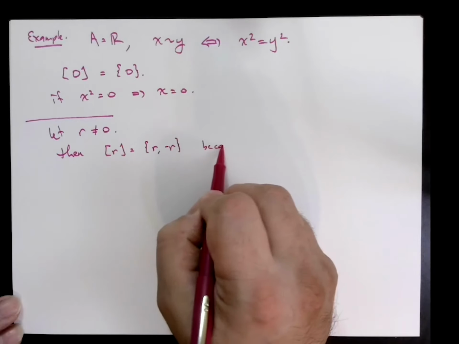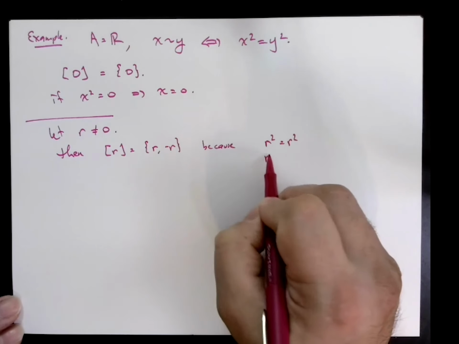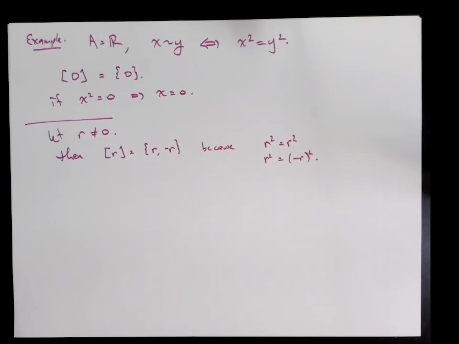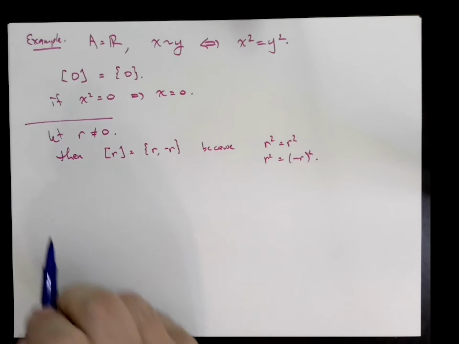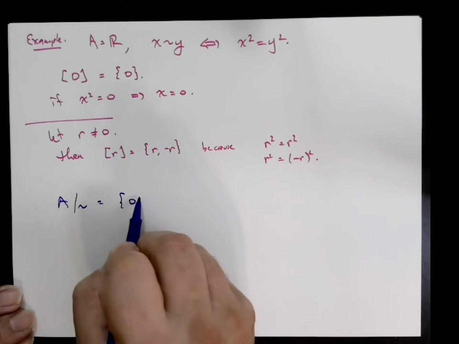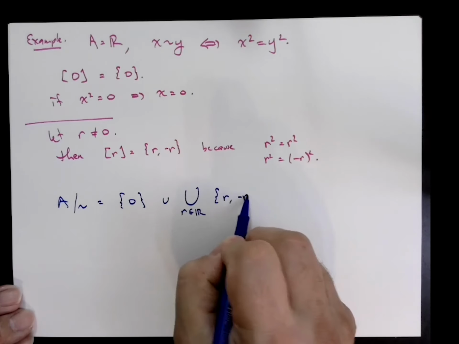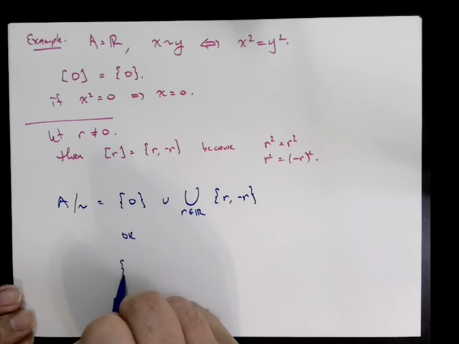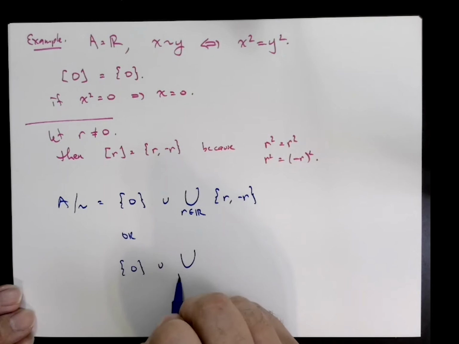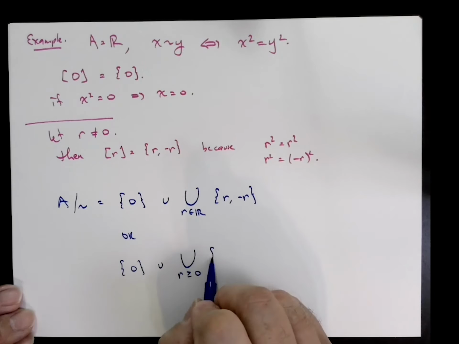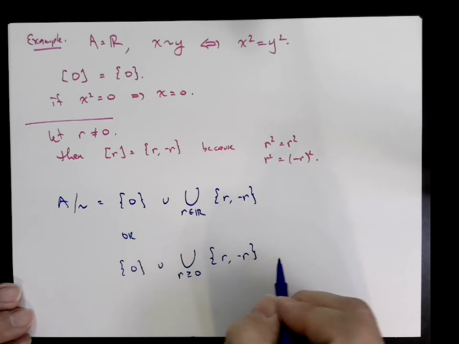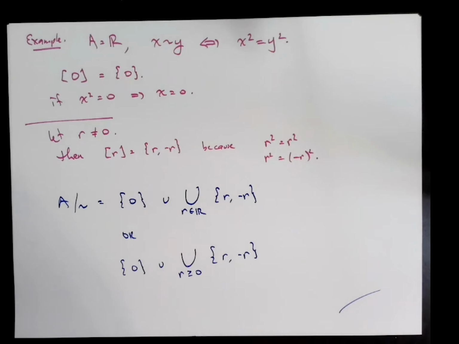However, let's take any other number. If I take any real number r that's not equal to 0, notice that the equivalence class containing r actually has 2 points, r and minus r. So if we look at A mod this equivalence, it's got this complicated description as having one singleton set containing 0 and then a union over positive reals of a 2-element set, r, minus r.